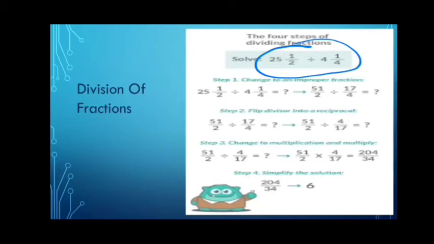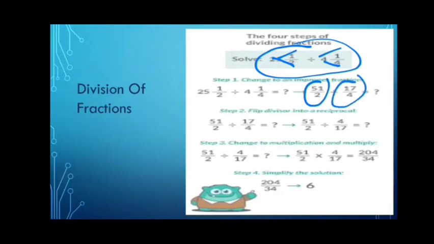First step, change each fraction to an improper fraction, especially when you have mixed numbers or mixed fractions. You convert each to improper fraction. That is 2 times 25 is 50, plus 1 is 51 over 2. Then 4 times 4 is 16, plus 1 is 17 over 4.